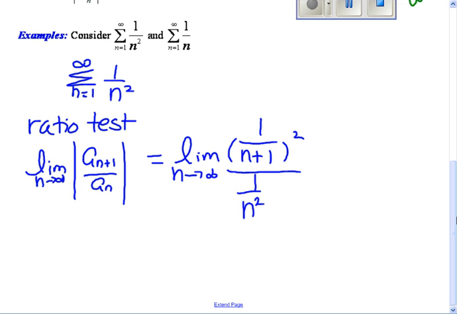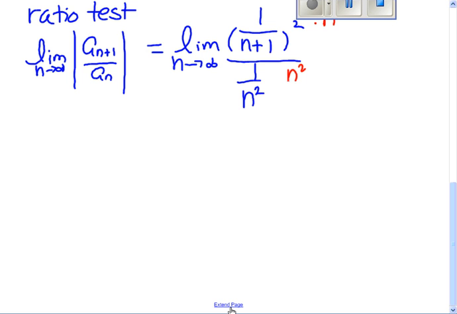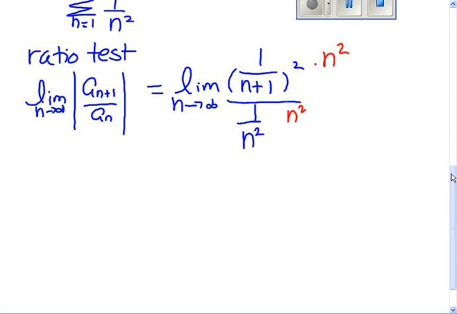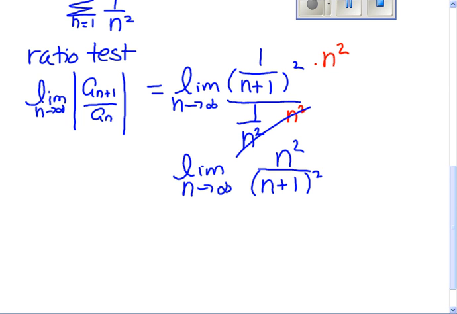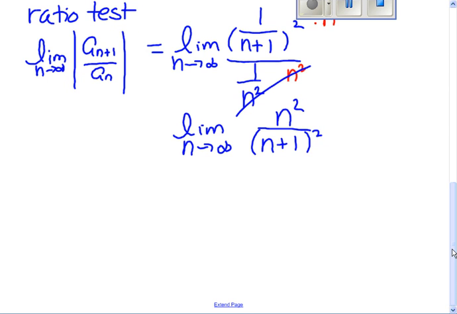Well, what's going to happen here? We're going to multiply by n squared, multiply by n squared. In fact, I'm going to do it a little differently than I did in my other class. So it's the limit. And I get n squared over n plus 1 squared. That goes away. Well, I don't know if you realize this, but I can rewrite this.